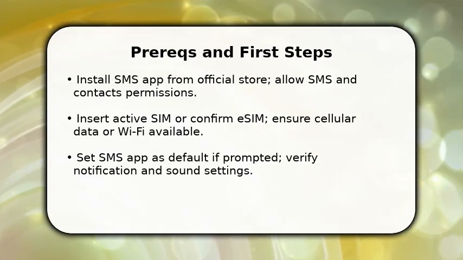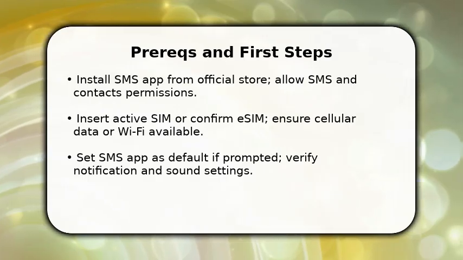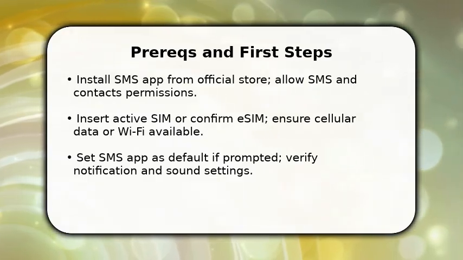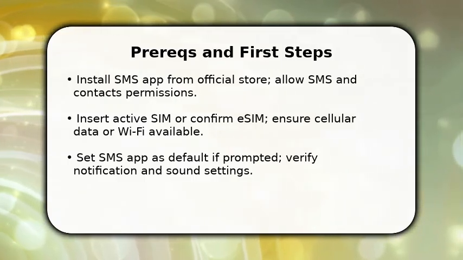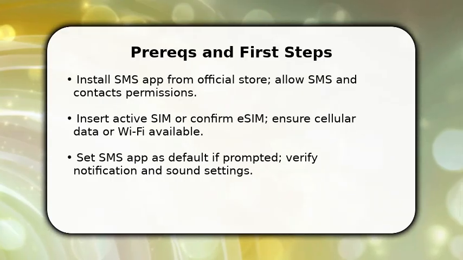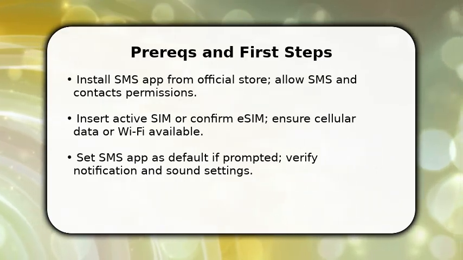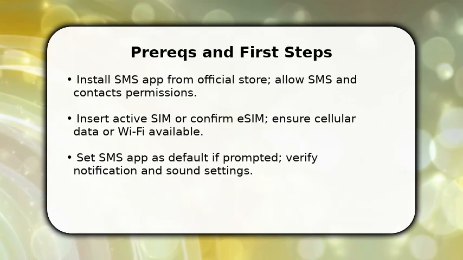You have the essentials: app installed, SIM active, and permissions granted. First, open the SMS app and allow access to contacts and messages so features work. Next, set the app as your default messenger when the prompt appears. This ensures incoming texts arrive properly.